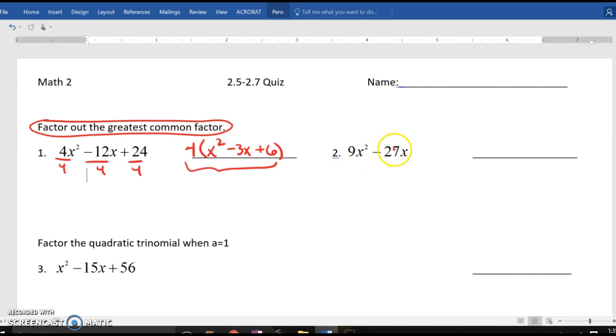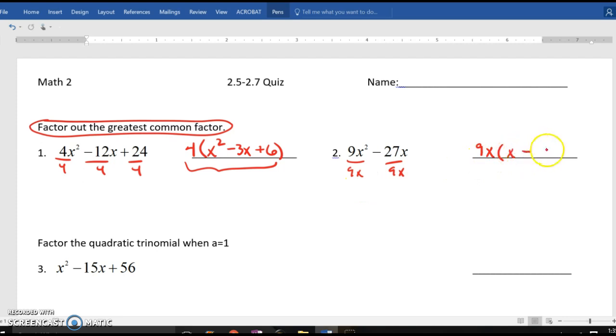The next one. Look, the common factor between 9 and 27 is 9. Here I have x squared, here I have x. They have one x in common, so that's your greatest common factor. So I'm going to go ahead and divide by 9x. And when I do that, I get x left over here because 9 divided by 9 is 1. x squared divided by x is x.